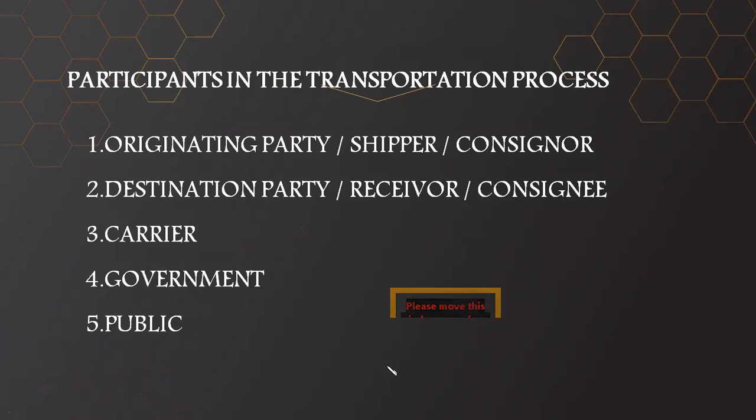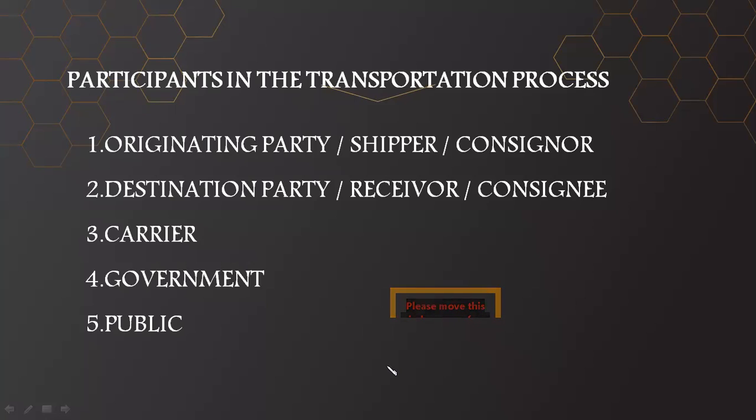Now, the next topic here is the participants in the transportation process. When a transportation process begins and when it ends, there are a lot of people involved in this entire process. It is actually a complex relationship between various stakeholders or participants. Majority of the transportation decisions involve 5 different participants.